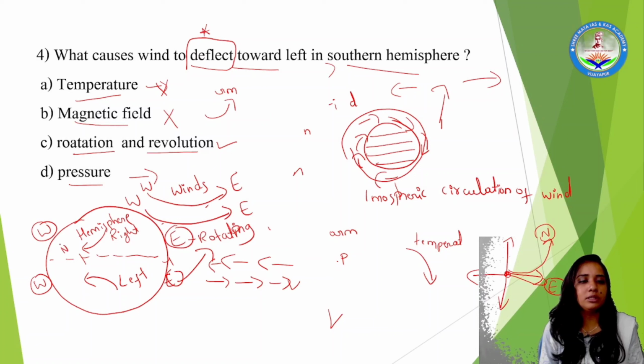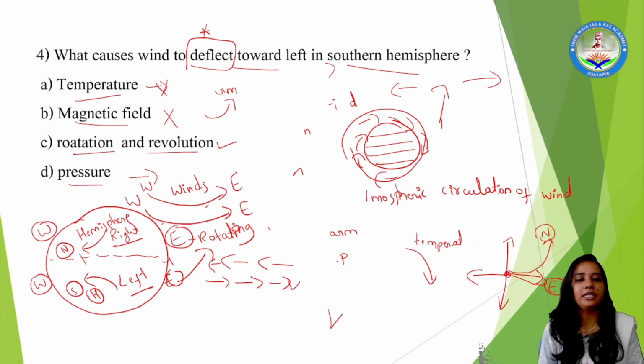Right? North or south hemisphere. Based on it, the wind will turn left in the southern hemisphere and right in the northern hemisphere. The reason behind it is your Coriolis force. This force is nothing but what I just explained.